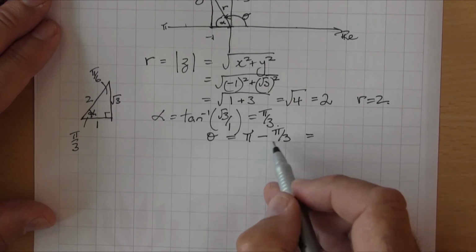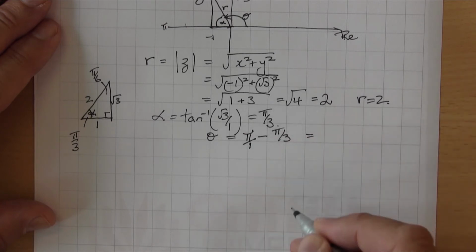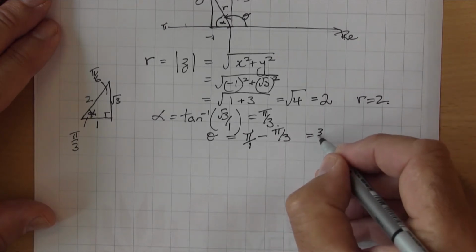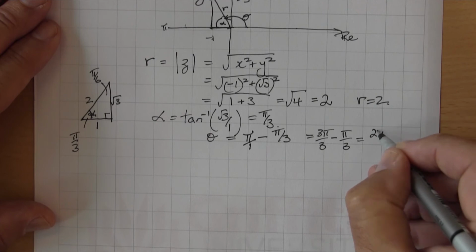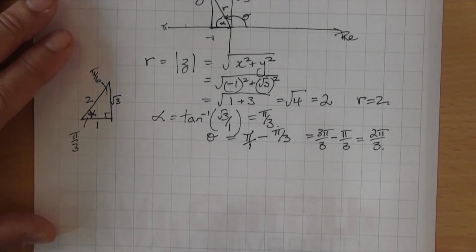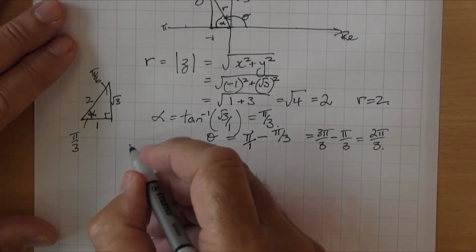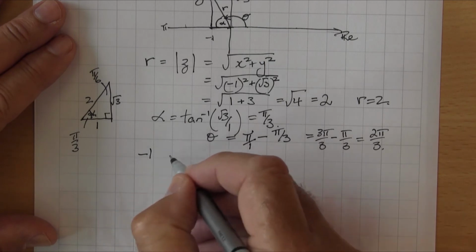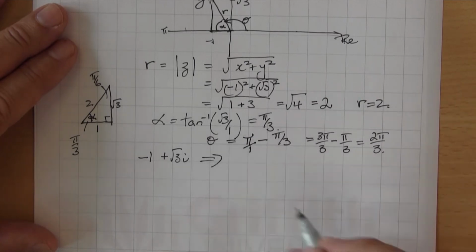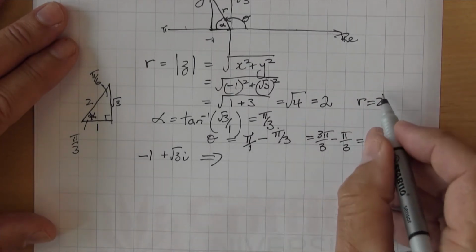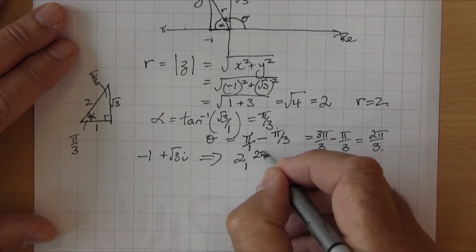To be able to calculate this, we need to make them both over 3. So pi is like pi on 1, multiply top and bottom by 3, we get 3 pi on 3 minus pi on 3. So we get 2 pi on 3. So that's our angle theta. So now I can express in polar form. So -1 plus root 3i in Cartesian form can be expressed as r theta. R, picking up above, r is equal to 2, comma, 2 pi on 3.